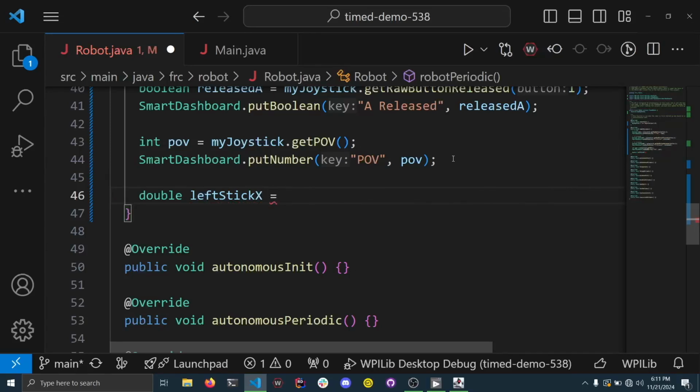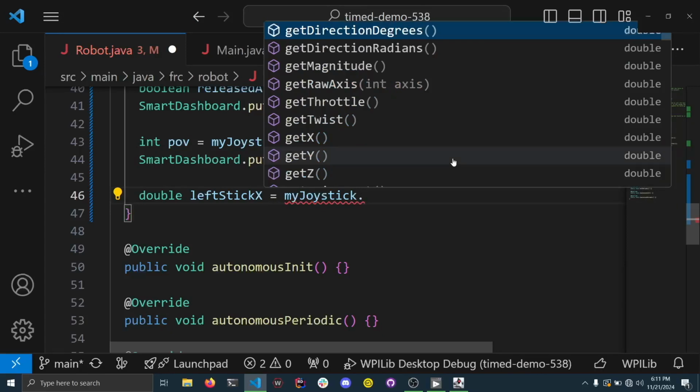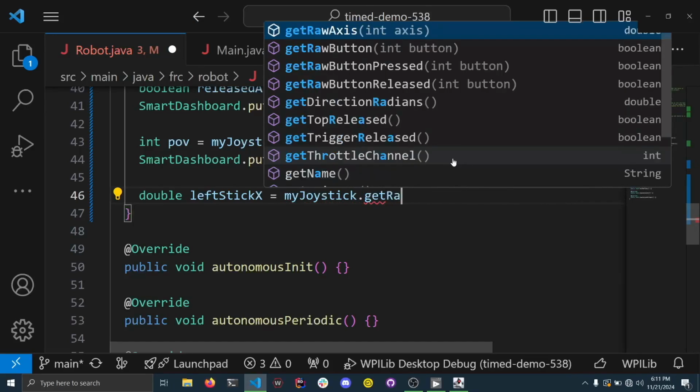All right, so we got double left stick X, then what? Equals, so it can get a value. Where is it getting the value from? My joystick. And we need to use a method, which means we need to use dot. Now for the button, we had all those get button methods. For axes, there's one useful one. It's called get raw axis.